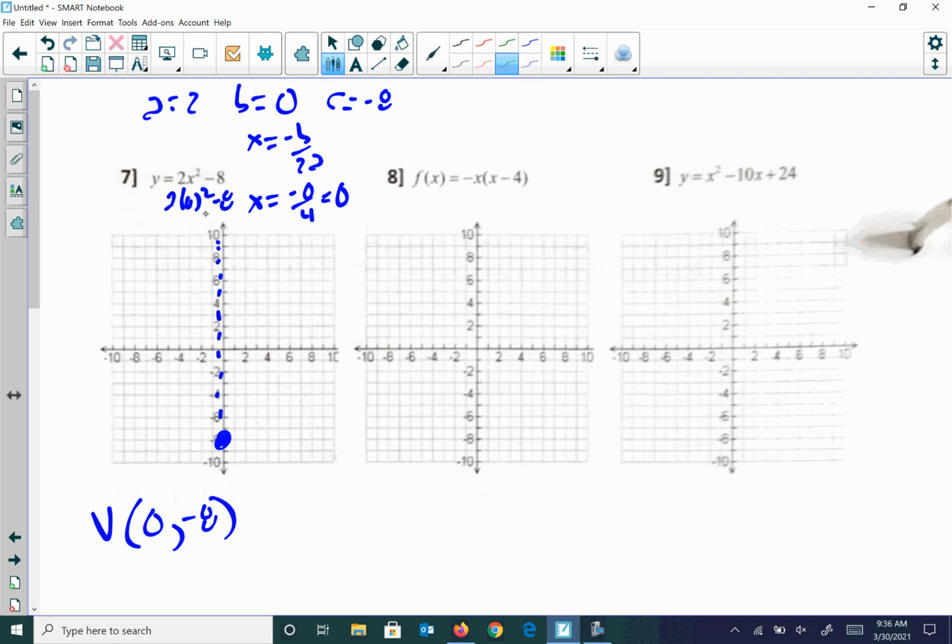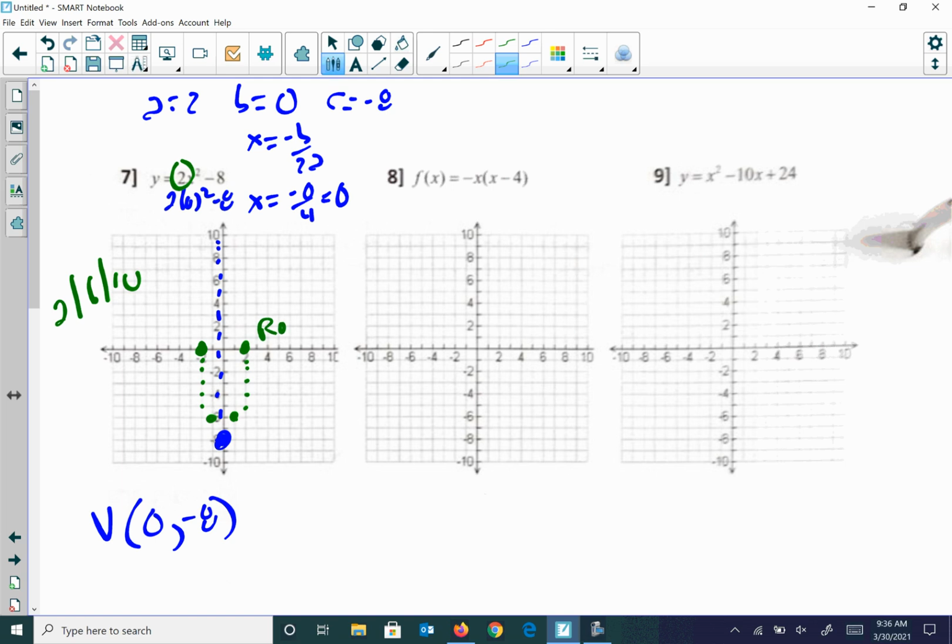And then I can pattern graph. My pattern graph, because that is a 2, is going to be 2, 6, 10. So I'm going to go right 1 up 2, left 1 up 2, right 1 up 6. Notice my pattern graph, what it found. Yeah, it found me my roots.